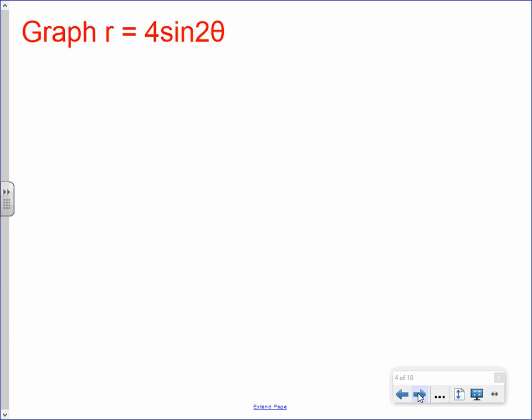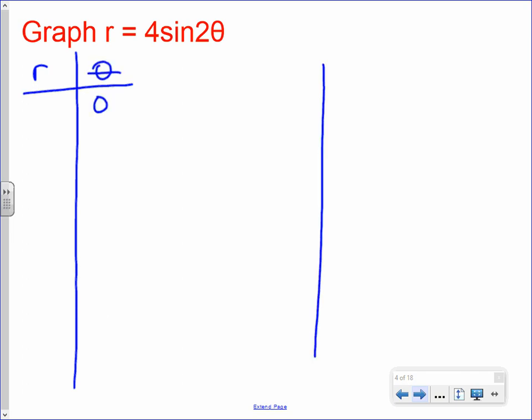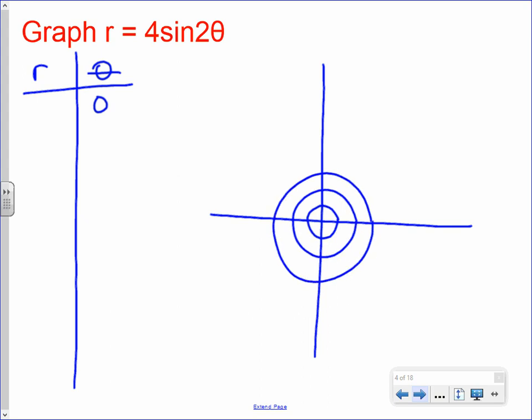Okay, let's talk about how these are graphed. As we rotate from 0 to 2 pi, we can calculate different r values. So, in this case, if theta is 0, what is our r value? 0?